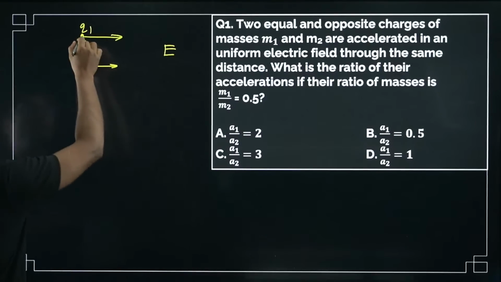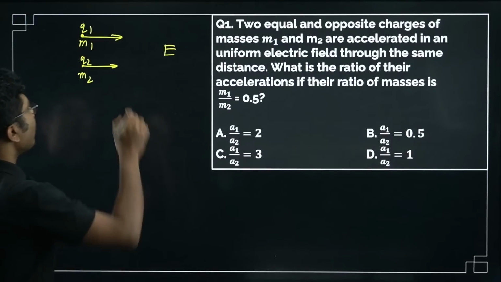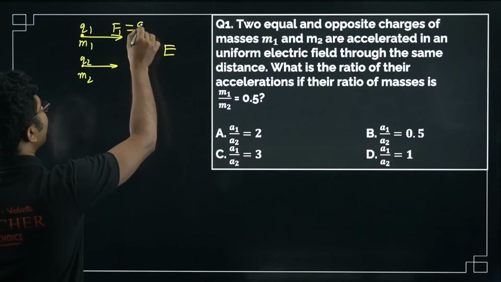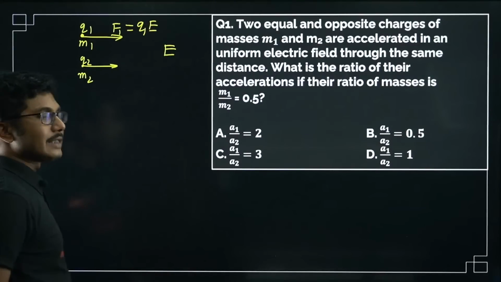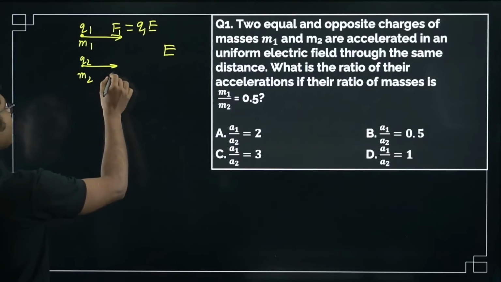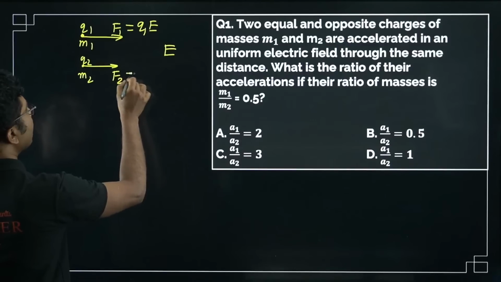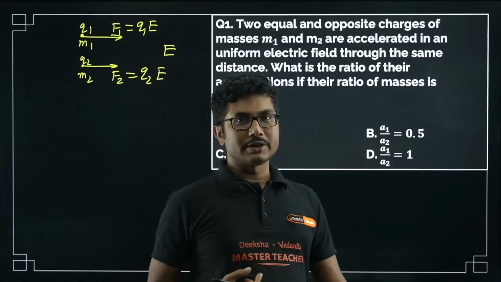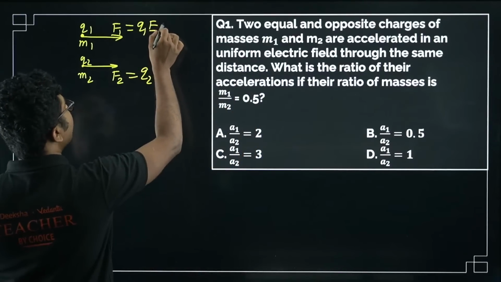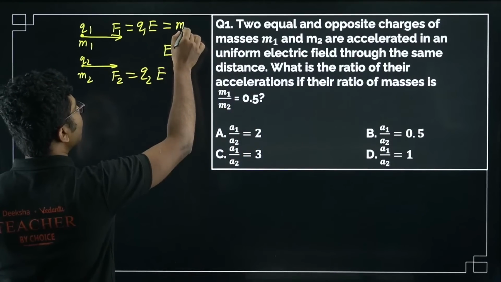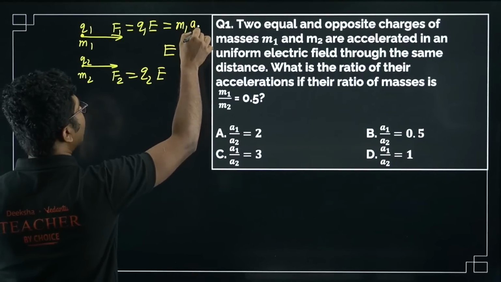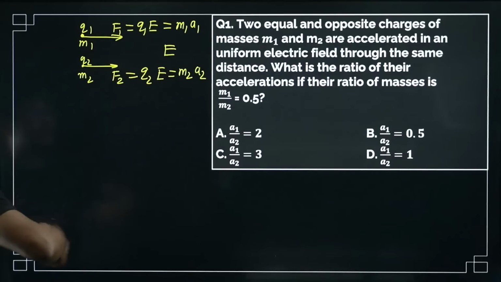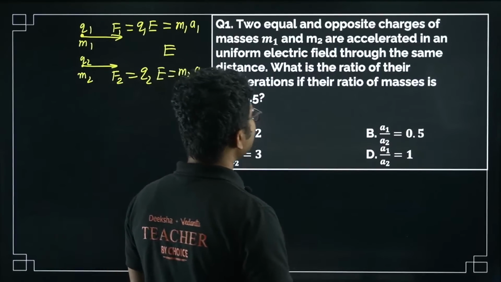Now what is the force acting on this charge Q1? The force acting on Q1, say F1, equals Q1 into E. And what is the force on M2? It will be F2 equals Q2 into E. So this is the force acting on these two charges. Now from Newton's second law of motion, we know that force equals ma, so it will be M1 into A1 and M2 into A2.